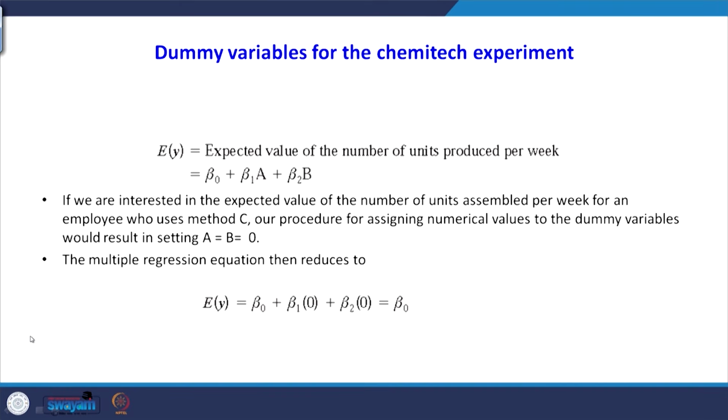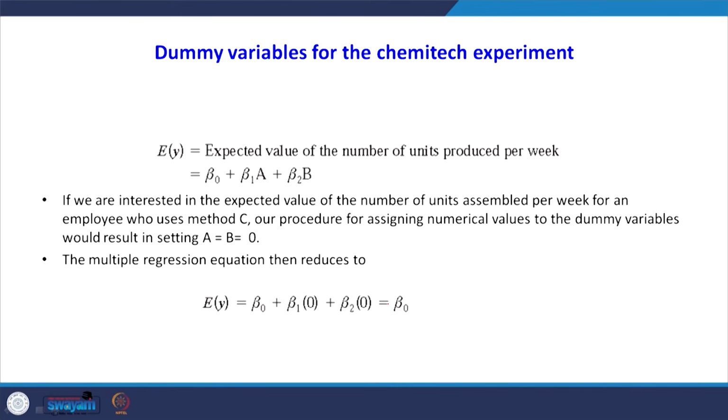See, the expected value of y is equal to the expected value of the number of units produced per week. This is the regression equation, beta 0 plus beta 1 a plus beta 2 b. If you are interested in the expected value of the number of units assembled per week for an employee who uses method C, our procedure for assigning numerical values to the dummy variables would result in setting a equal to b equal to 0. Suppose you want to know the answer for assembly method C, we have to substitute a equal to 0, b equal to 0.